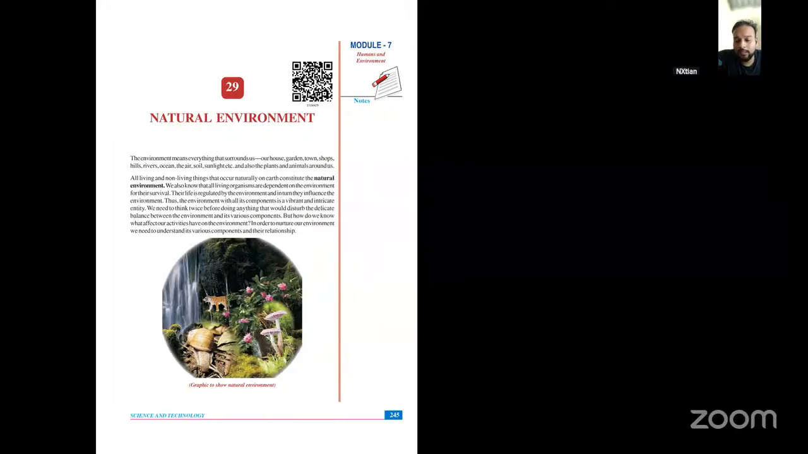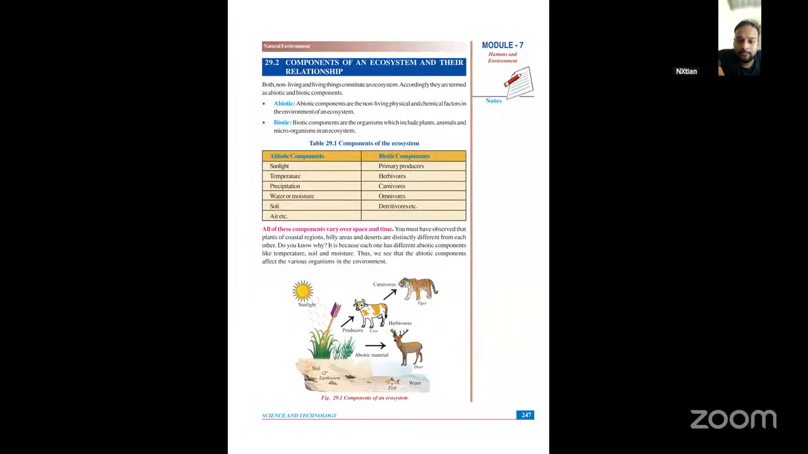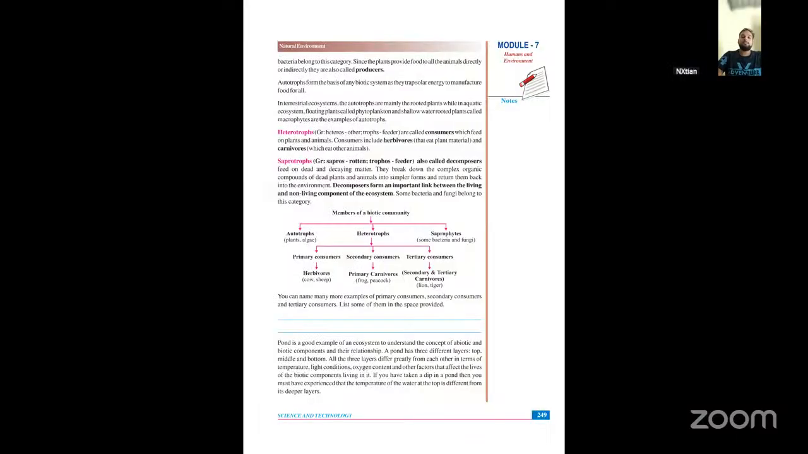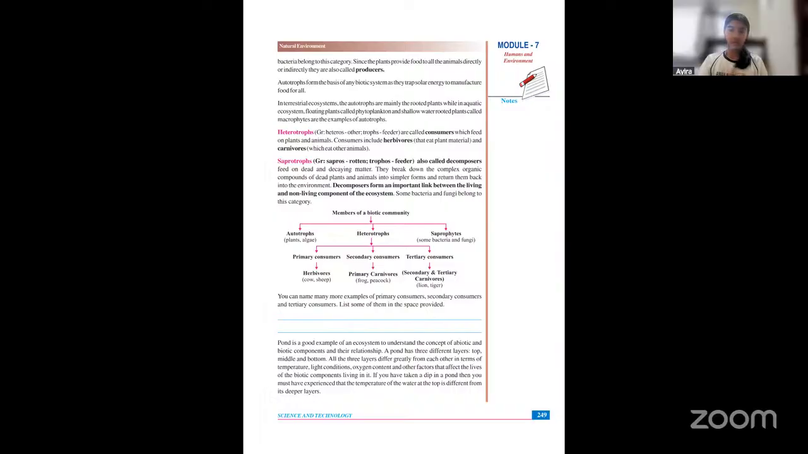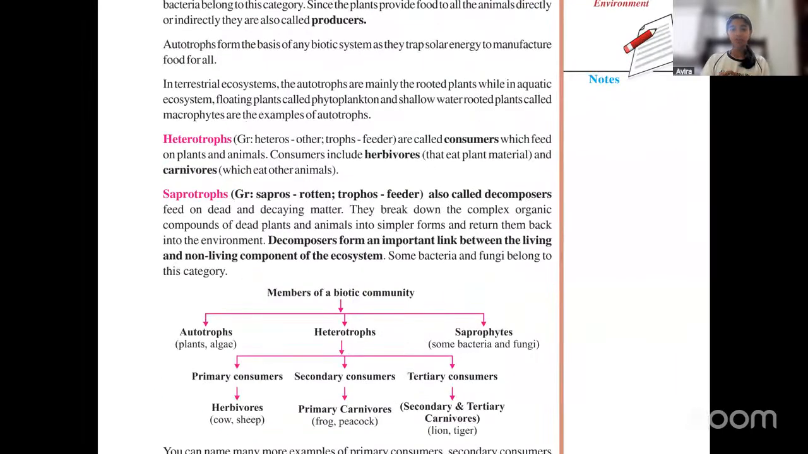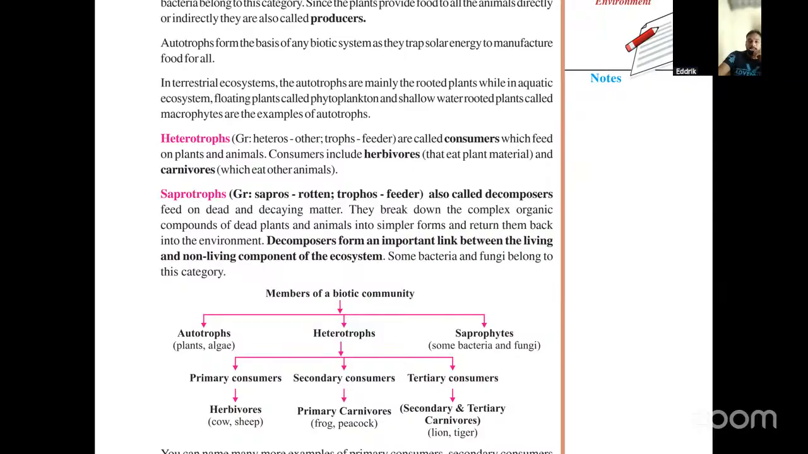I request Ira to do the revision that we did yesterday. So we learned about heterotrophs, saprotrophs, and autotrophs, how the cycle and the layers work, and what consumers and the saprotrophs and heterotrophs do. Okay. So, Edric, what do you mean by heterotrophs? Heterotrophs are the organisms that feed on other organisms for their own food. Yes.